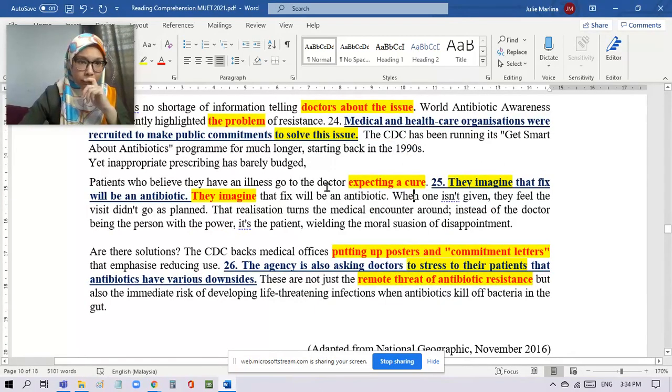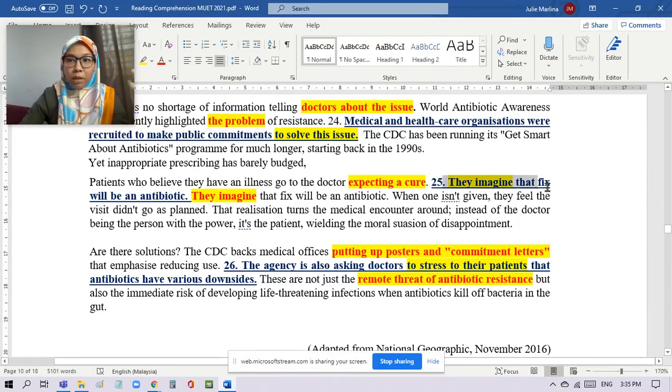25. Here, they are actually expecting to look at the cure. Cure is cara macam mana nak betulkan, cara macam mana nak how to make it okay again. Right, so if they are expecting a cure, of course lah, when you want a cure, it's actually about fixing something.